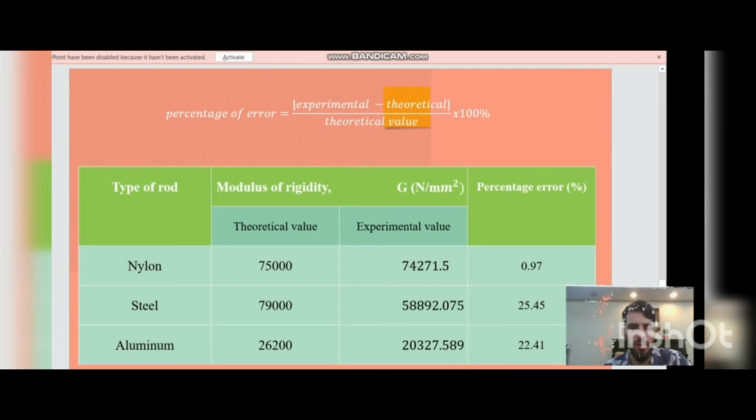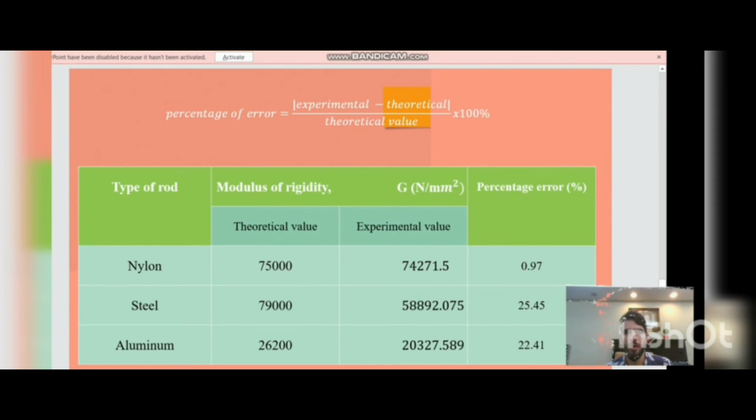Number 2, determine the modulus of rigidity G of the materials from the result and the calculation. The experimental value for the nylon is 74271.5, for the steel 58,892.075, for the aluminium 20,327.589. And to calculate the percentage error, we use this formula.